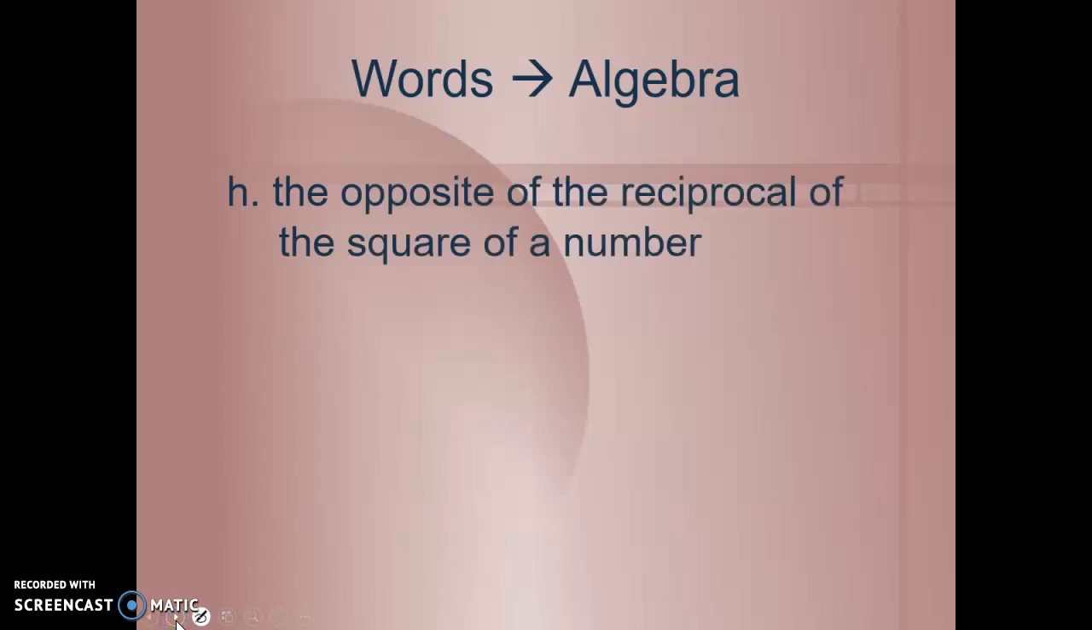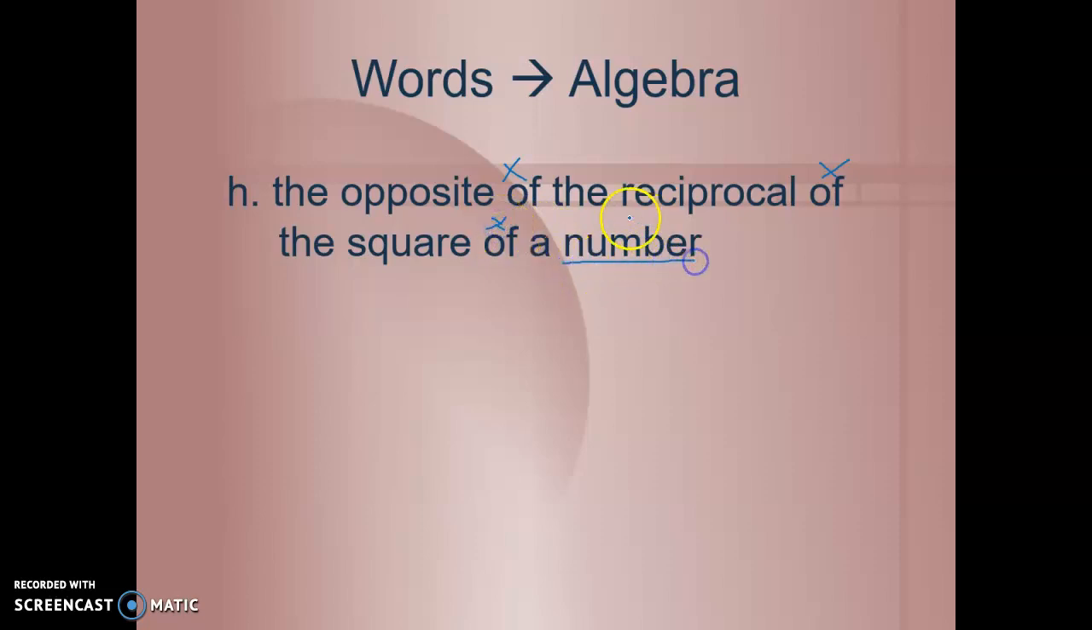This one's pretty challenging. See if you can come up with this one. The opposite of the reciprocal of the square of a number. Sometimes I find working backwards can help. So let's see what we're starting with. We're doing of and of and of, so we have 3 multiplications there. So let's work our way backwards.